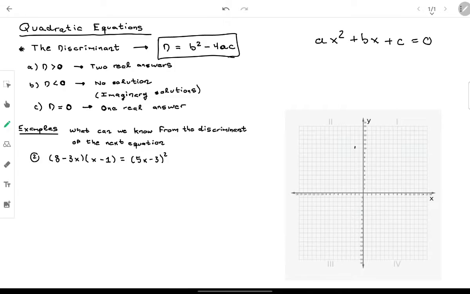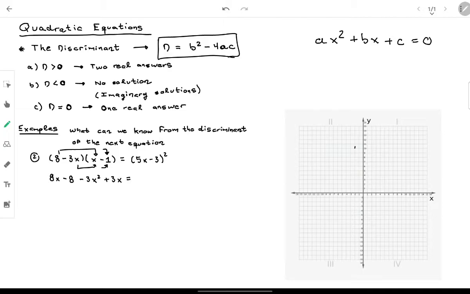So let's see the second example. We have an equation like this. The first thing we need to do is have the structure of a quadratic equation. So we need to multiply everything in the parentheses to become the structure of a quadratic equation. So here it's going to be this one that multiplies the two of them, so it's going to be 8x minus 8. This one that multiplies the two of them, so it's going to be minus 3x squared plus 3x.